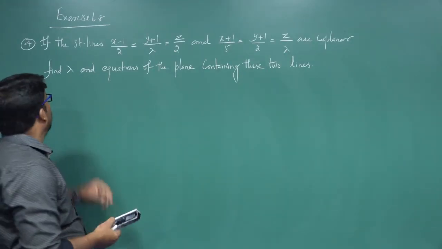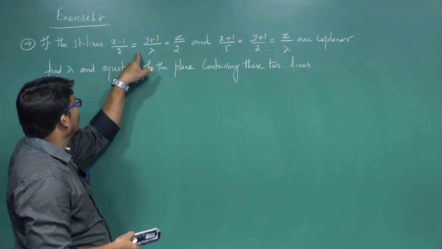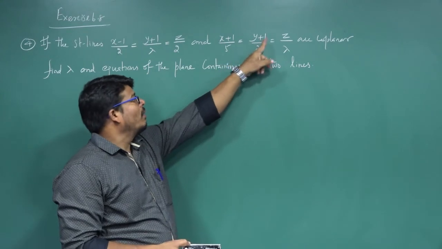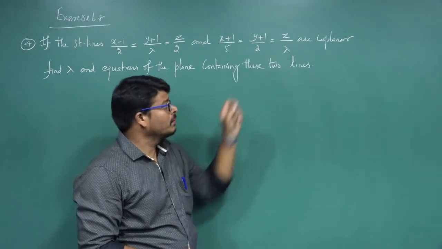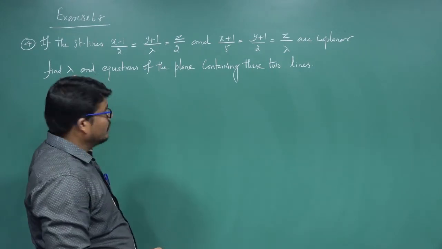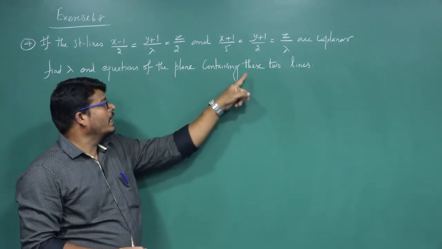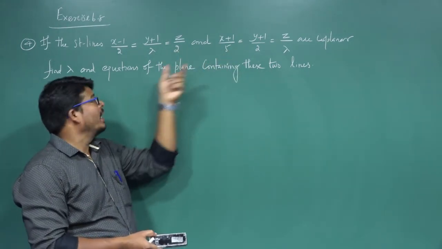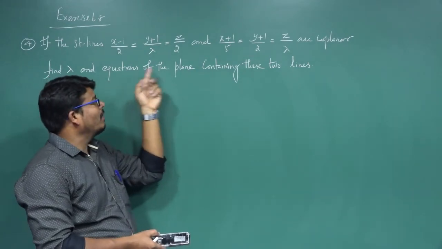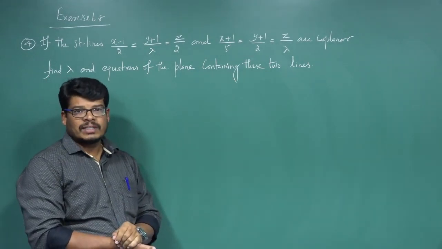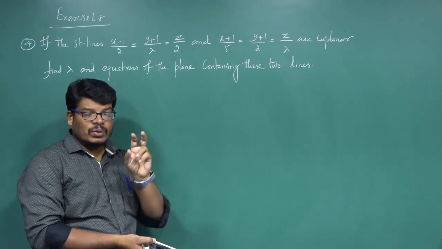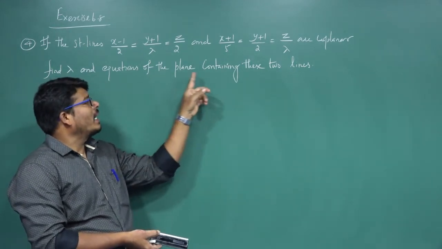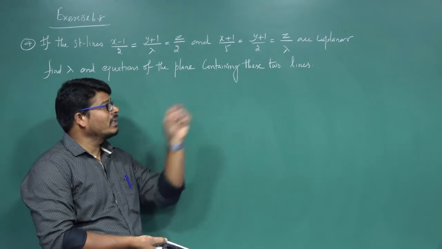Next problem, fourth one. If the straight lines (x minus 1)/2 equal (y plus 1)/lambda equal z plus 2, and (x plus 1)/5 equal (y plus 1)/2 equal z/lambda are coplanar, find lambda and the equation of the plane containing these two lines. Given two lines are coplanar, first find the value of lambda, and next find the equation of the plane containing these two lines.